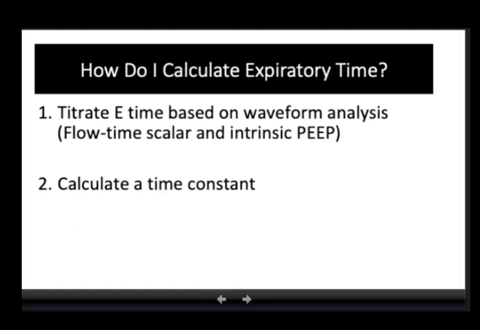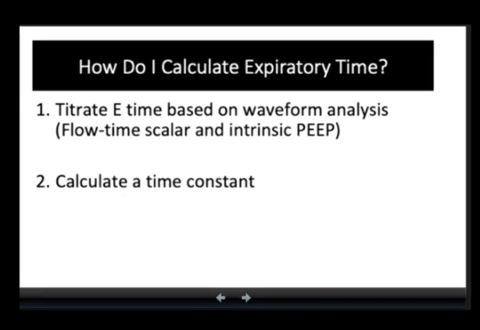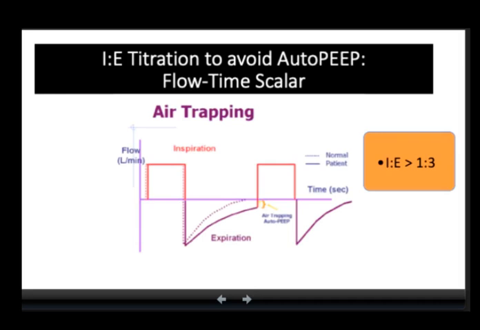All right, so we discussed different ways to prolong expiratory time. How does one decide what expiratory time should be set at? There are two common ways you can adjust the expiratory time. First method is by titrating expiratory time according to the waveform analysis based on flow time scalar and intrinsic PEEP measurement. The second method is to calculate a time constant and multiply it by a factor of 3 to 5 multiples. So this is a flow time waveform.